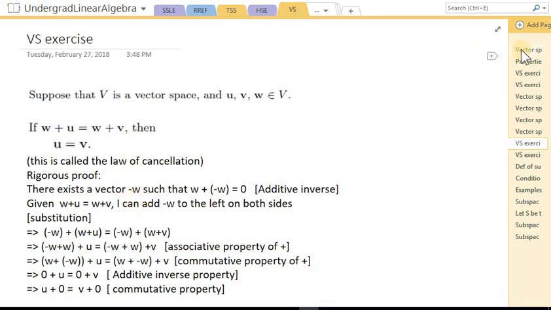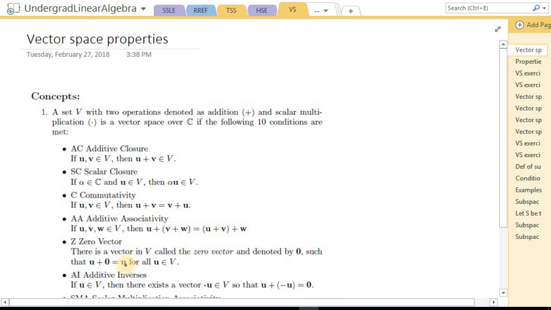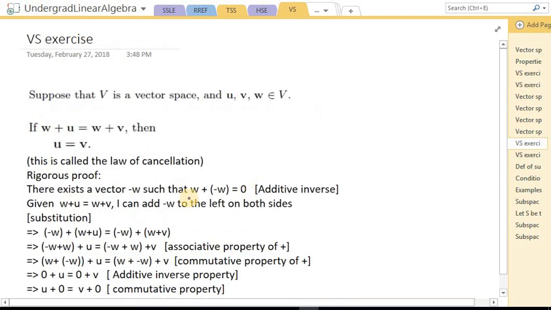The additive inverse property here mentions that there's a vector minus U in V such that U plus minus U equals 0. So in particular, that means that there's a vector here such that W plus minus W equals 0. So I mentioned that's the additive inverse property.